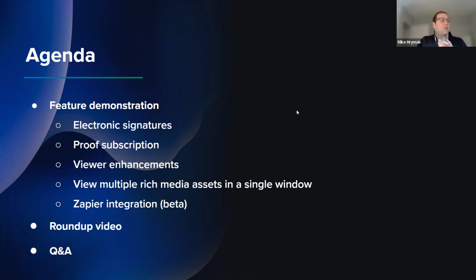What we'll be covering is first electronic signatures. We'll then go into proof subscriptions, some enhancements to the proof viewer, specifically within the video review process, as well as how we can review multiple rich media assets within one batch review proof. And then finally, we'll close it out with Alex showcasing a pretty cool setup we've got with Zapier, a new integration we're launching to continue to allow you to connect to all the different tools that you're using. We'll close it off with a quick roundup video of everything we've seen today, and then that Q&A session. As you have thoughts or questions, please add them to that chat, and we'll be answering them throughout today's presentation.